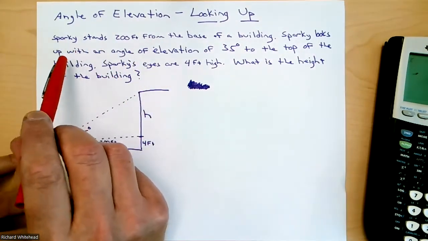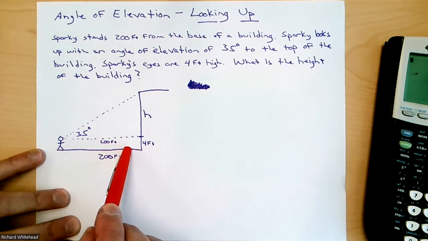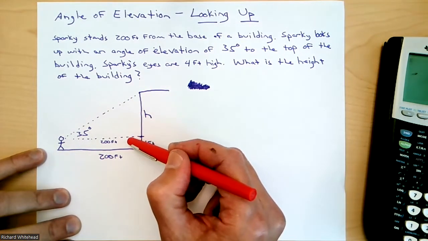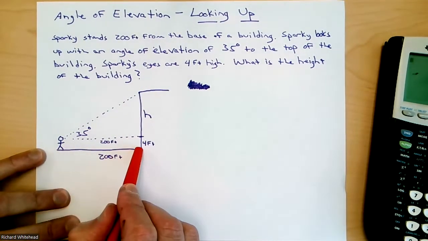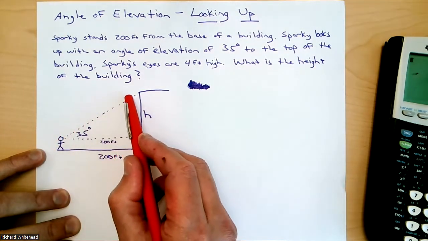All right, so Sparky stands 200 feet away from the base of a building. So here's a building right here, and we're assuming right angles on our buildings and trees and platforms and all that kind of stuff. Sparky stands 200 feet away from the base of the building. Sparky looks up with an angle of elevation of 35 degrees.